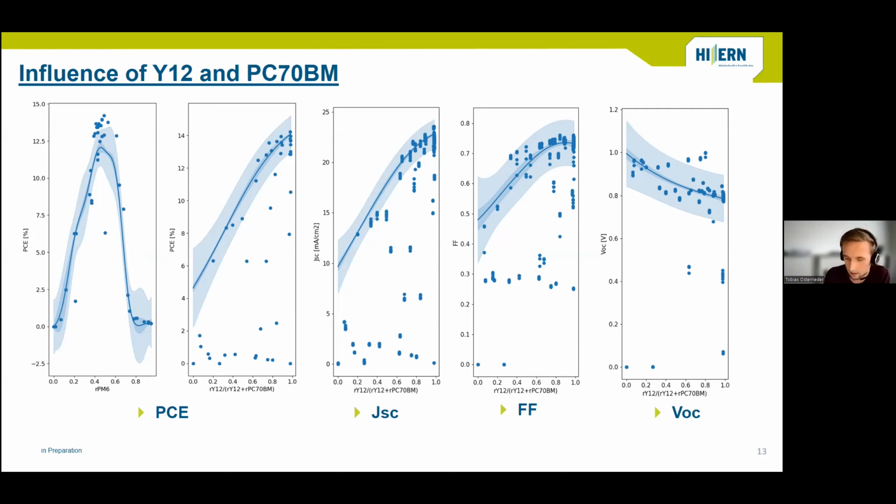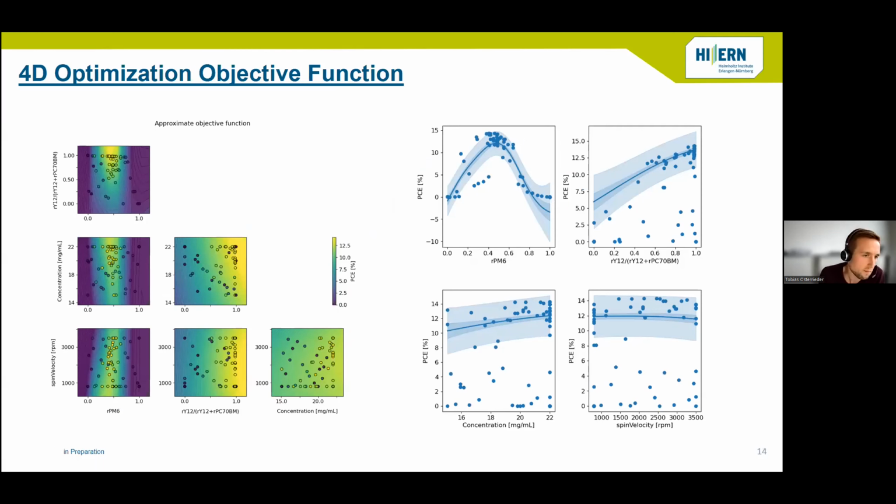So if we look at the 4D optimization, it gets harder to plot if you add another dimension, of course, but it's the same plot. Now here we are plotting each target against each other for the objective functions. And you can see on the top left plot, it's the same as for the other ones.